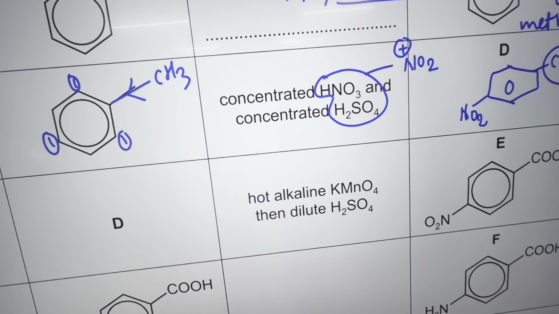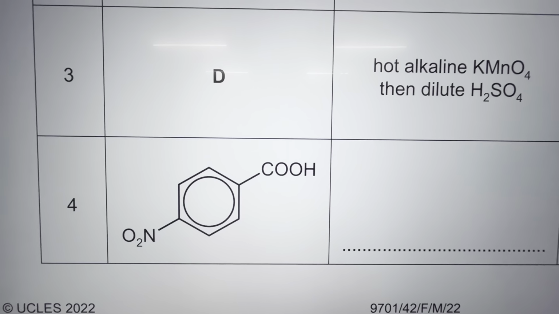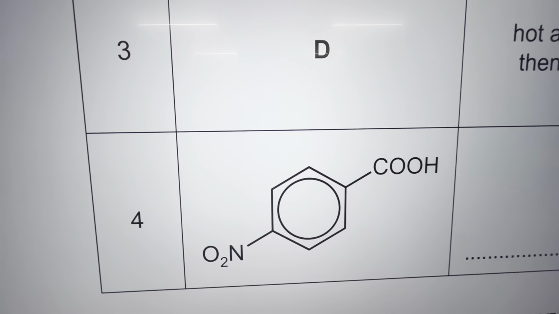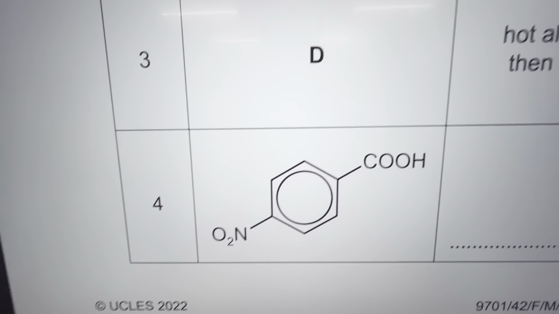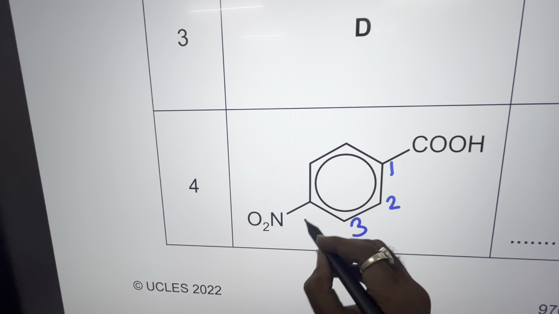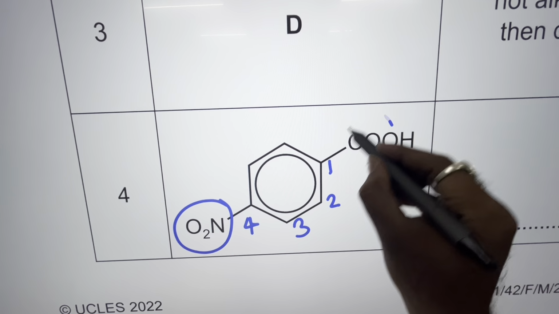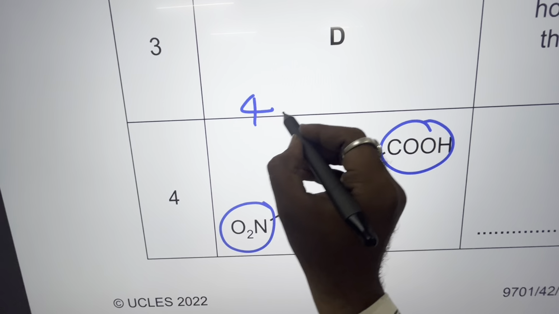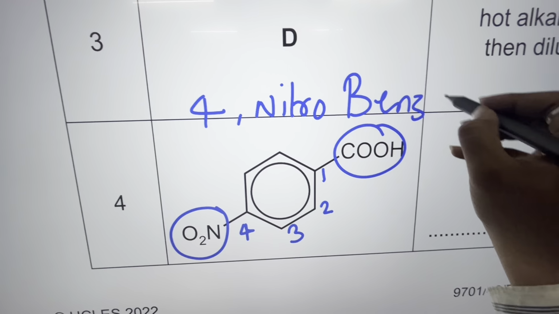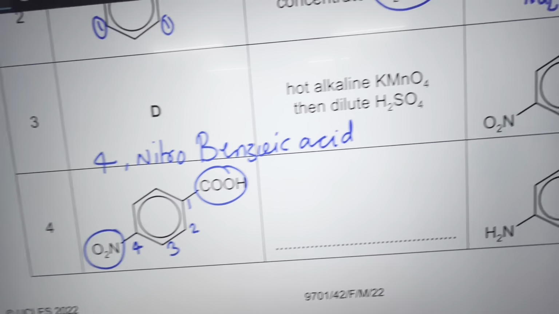Now what is the next? They have given another product, like 4-nitro benzoic acid. What is the name of this compound? This is the first position, so this is carbon number 1. We always give priority to the functional group. So this is 1, this is 2, this is 3, and this is 4. This is called 4-nitro benzoic acid.